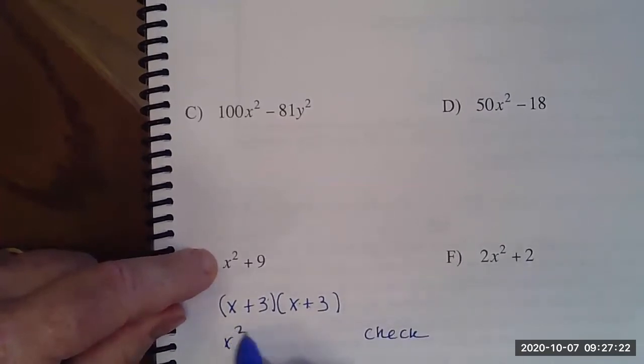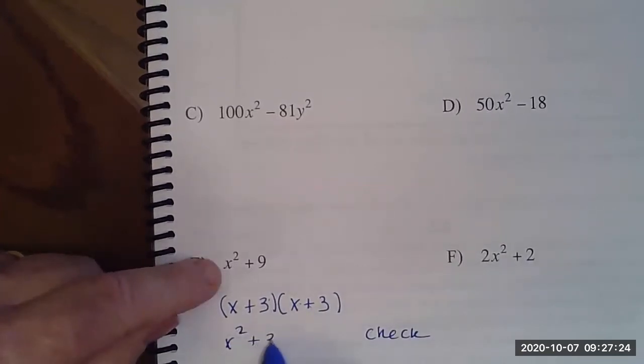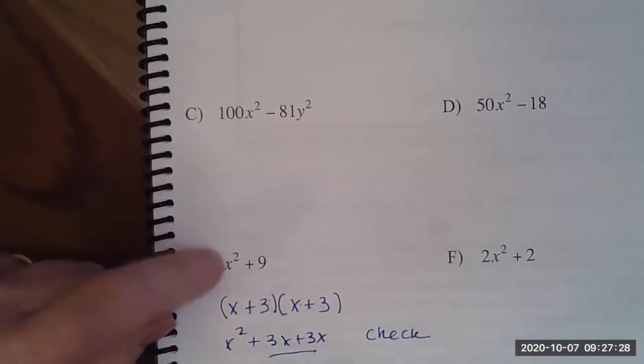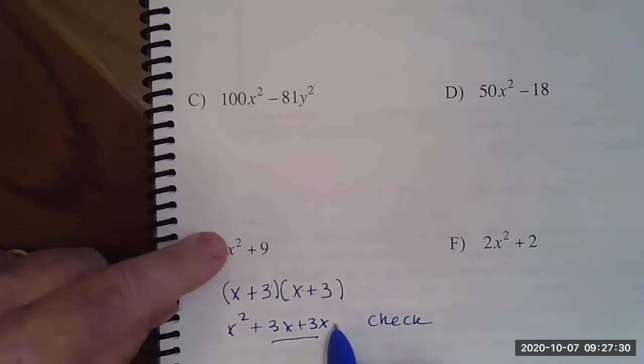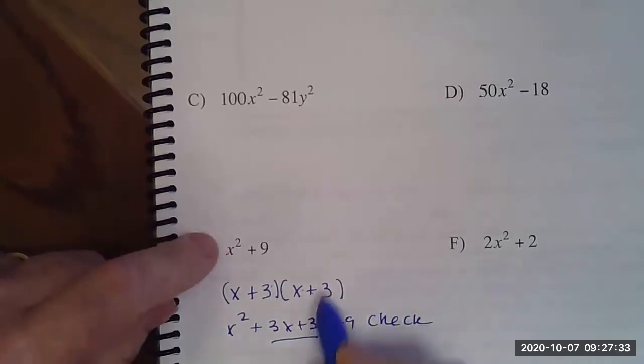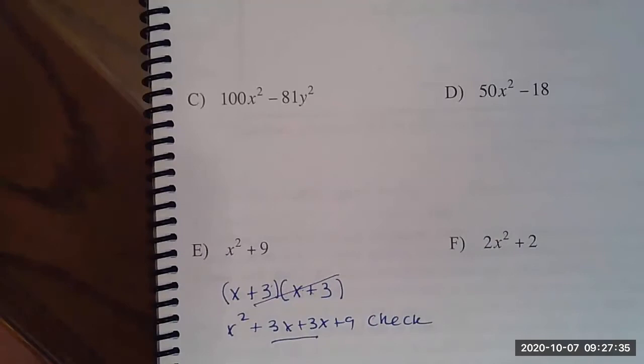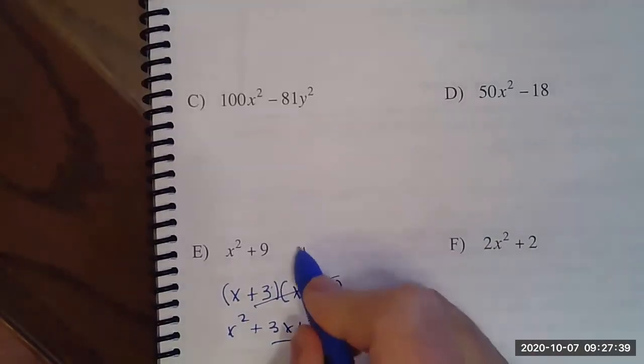Check. x squared, sure, what's wrong with that? Nothing. 3x plus 3x, that's the problem, because that's 6x. There is no 6x up there. So that's not good. Sum of squares doesn't factor, it's prime.